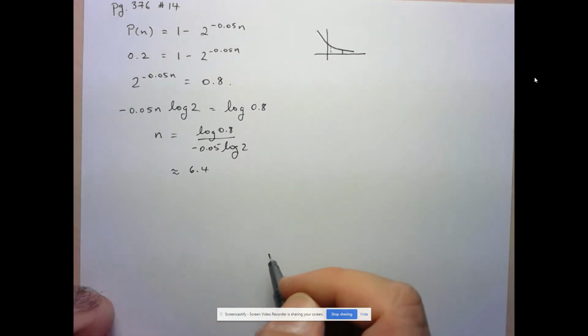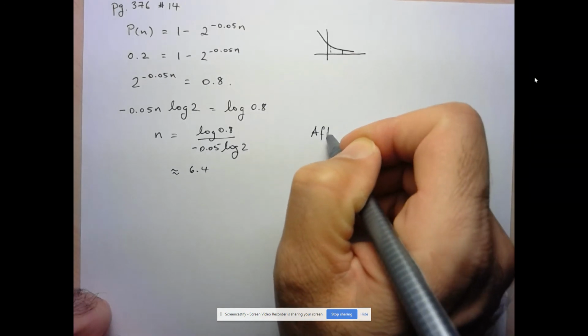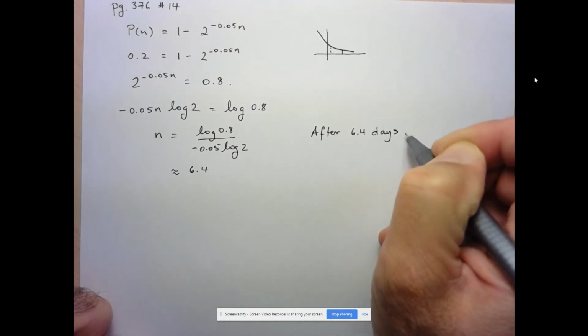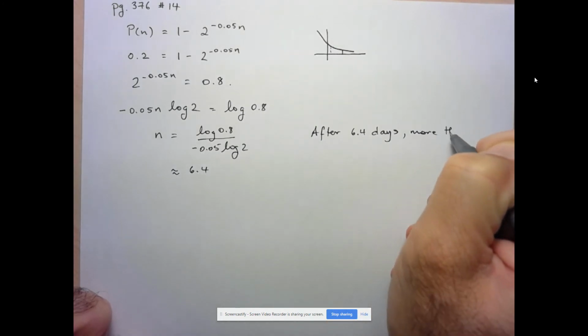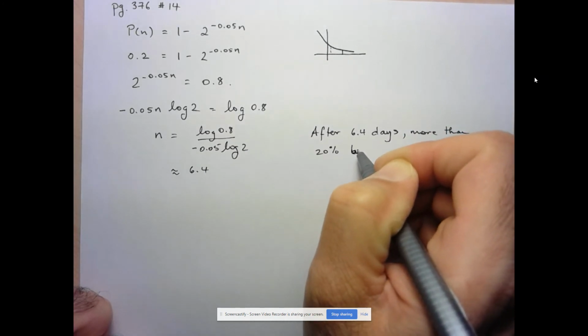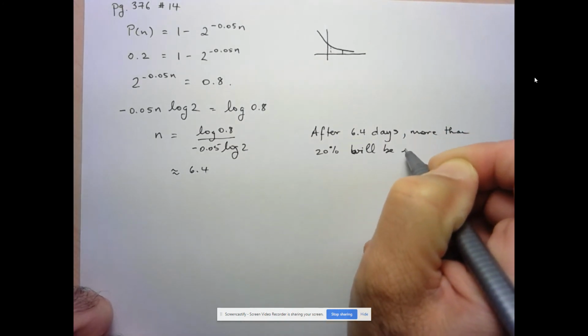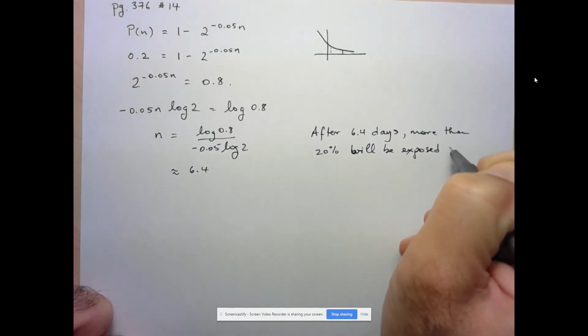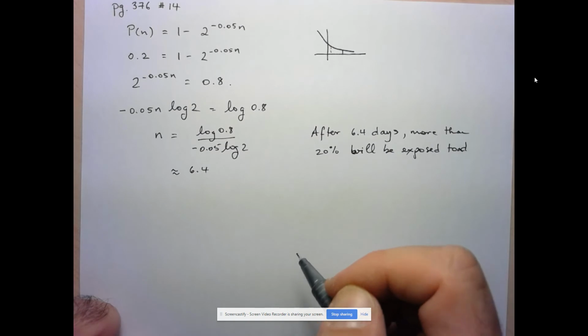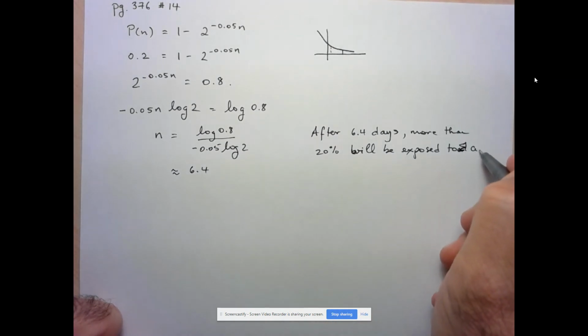And so we can say now that after 6.4 days, more than 20% will be exposed to the ad. Okay, let me make that a little nicer there.